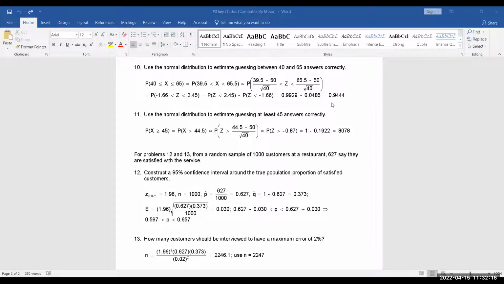There's no binomial probabilities for me to calculate. We get 0.9444. If we actually had a powerful enough computer to calculate the probability of 40 plus 41 plus 42 all the way up to 65, do you know what? We would have gotten the same answer to 4 decimal places. Isn't that crazy? That's what's so beautiful about this particular thing.